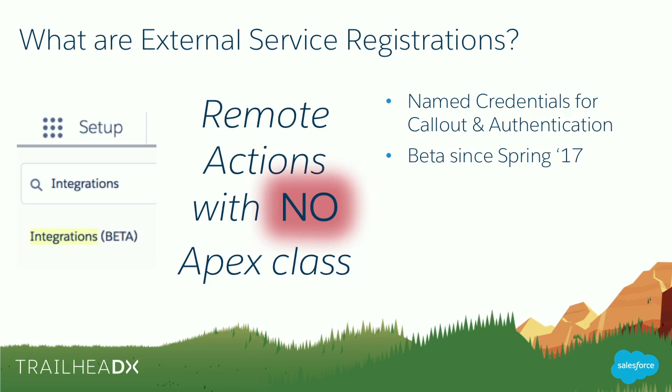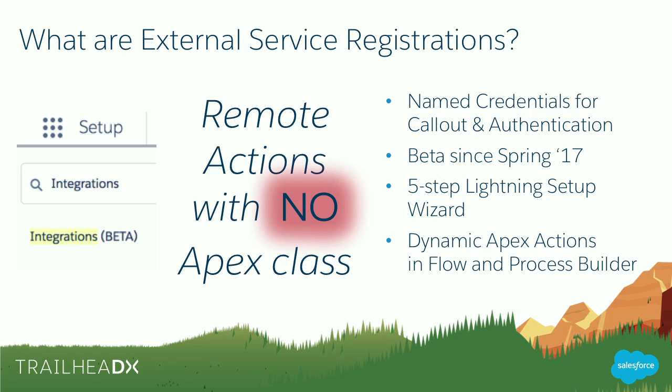OK. Here's where you find it on your setup menu. There is a new node in the Lightning setup tree called Integrations Beta. You'll find the wizard to be able to use this process, and I'll walk you through it in a bit. It uses the named credentials that Kevin talked about as the way to put your endpoint and for authentication. It's a beta feature since Spring '17. It's a 5-step Lightning wizard, and it generates dynamic Apex actions that are usable in Flow and Process Builder.